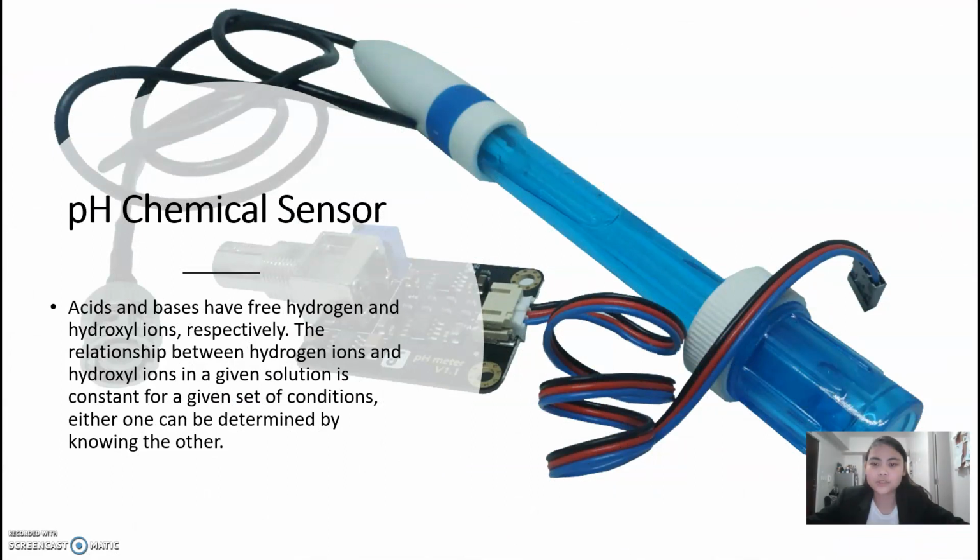pH chemical sensor. Acids and bases have free hydrogen and hydroxyl ions, respectively. The relationship between hydrogen ions and hydroxyl ions in a given solution is constant for a given set of conditions. Either one can be determined by knowing the other. This is what pH chemical sensors look like.